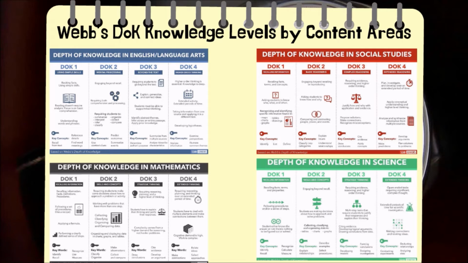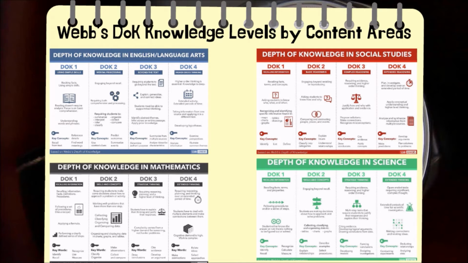So in the level 1, which is just the recall and reproduce, you're using those simple skills, reciting facts, identifying the stages of plot. The reading doesn't require analysis, focuses on the basic comprehension. So this could be that first read for you where you are referencing detail, finding word meanings, recalling from the text, understanding words and phrases. Depth of knowledge 2 in ELA is where you begin to engage beyond the recall. So it's requiring both comprehension and processing.